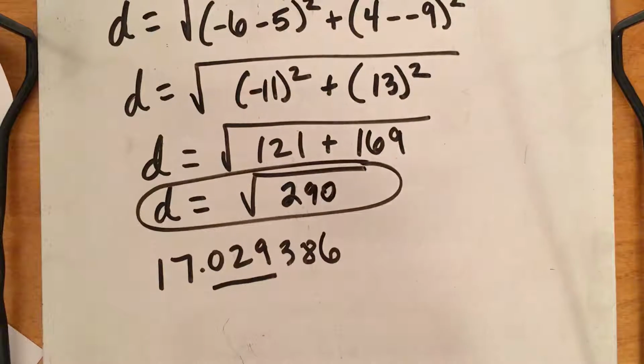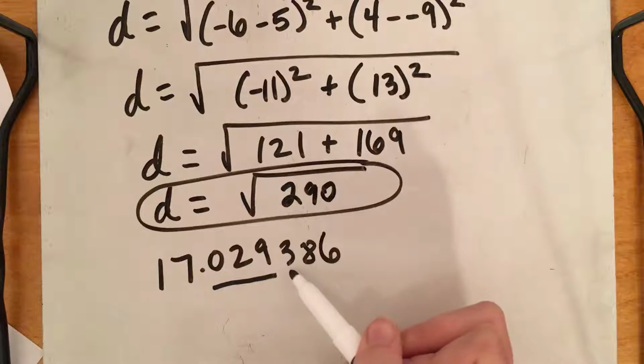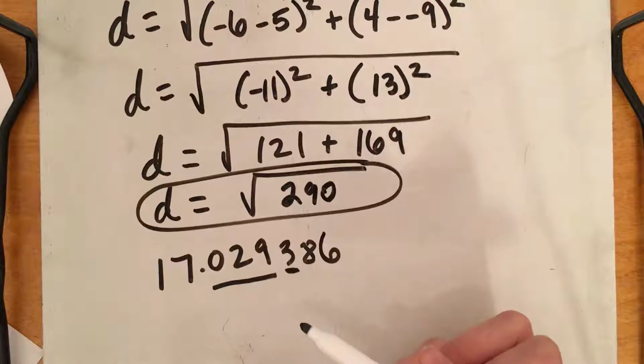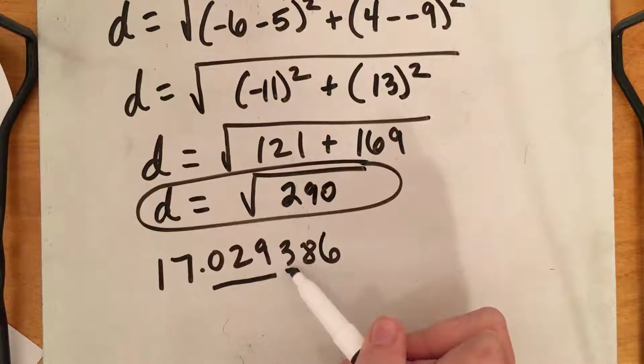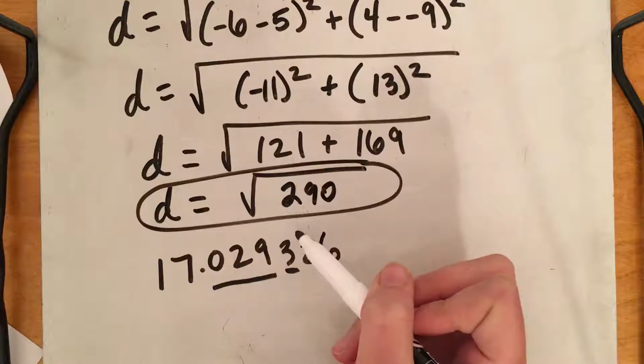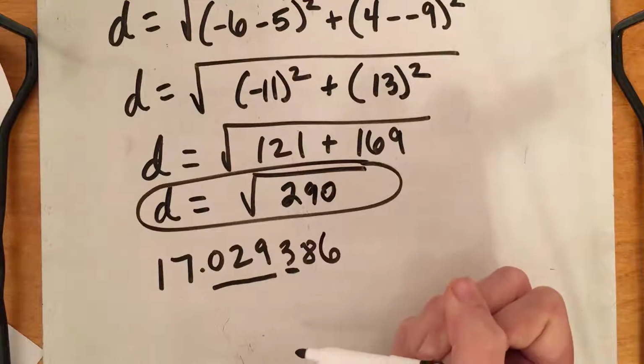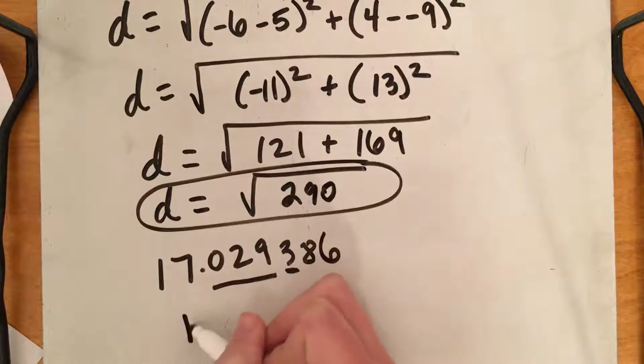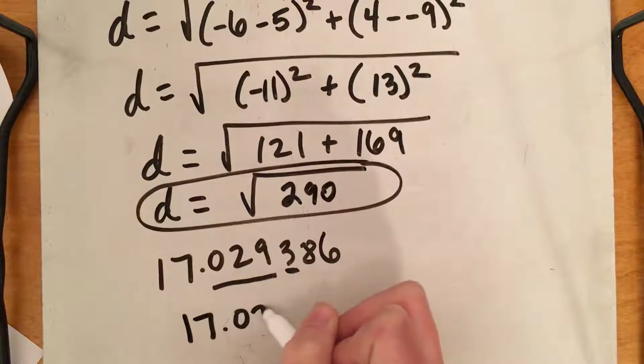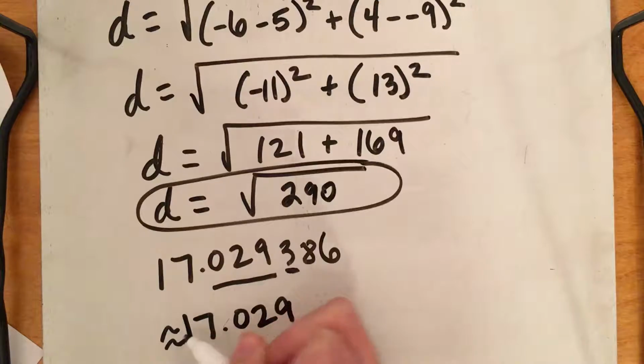So those 3 are what I'm going to want to have in my answer. But to round, I need to look at this 4th spot right here and decide, okay, if it's 5 or above, we're going to go up. So this is less than that, so we're going to keep this as a 9 right here. So 17.029 is our approximate distance.